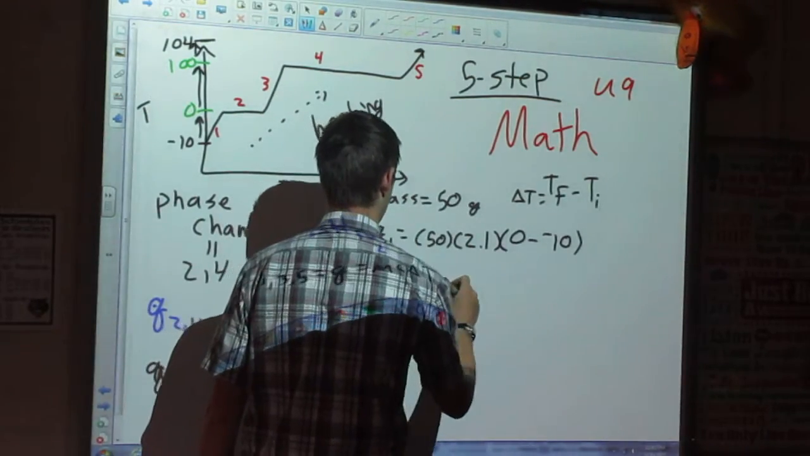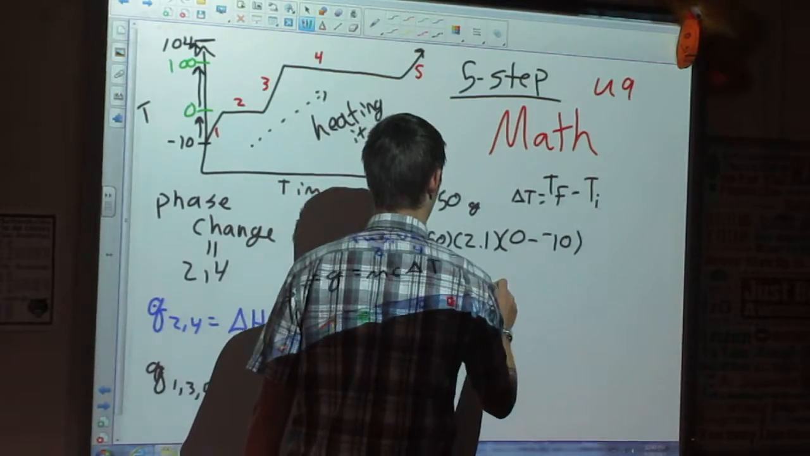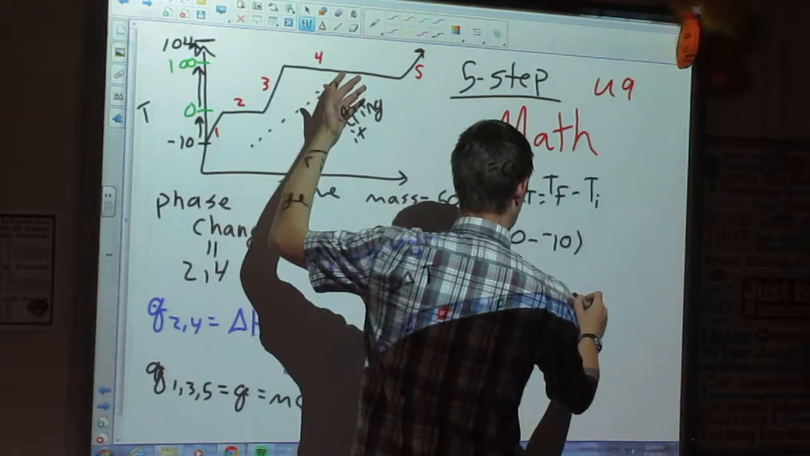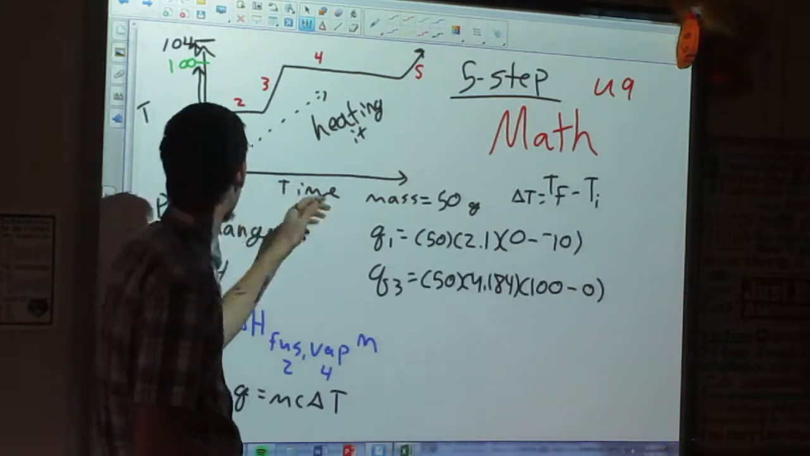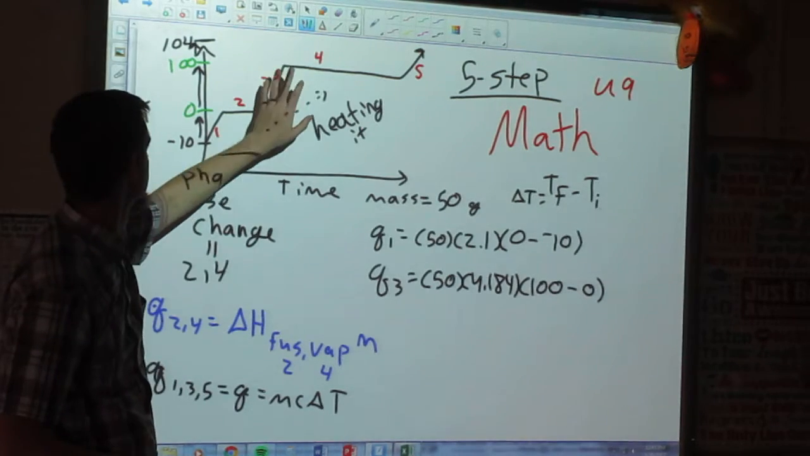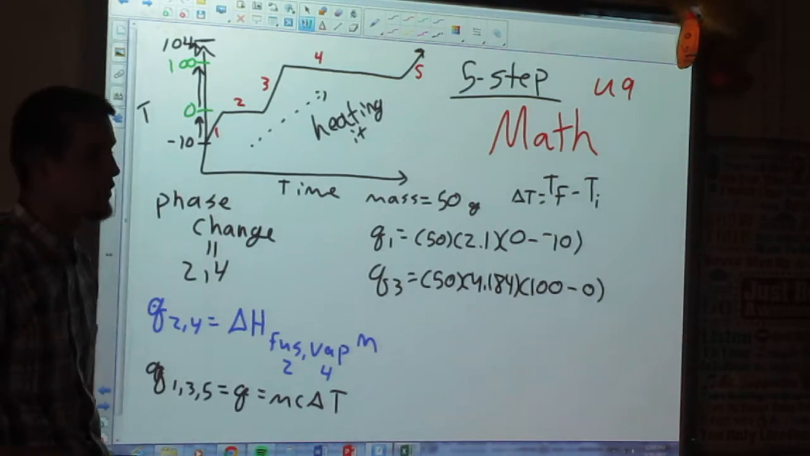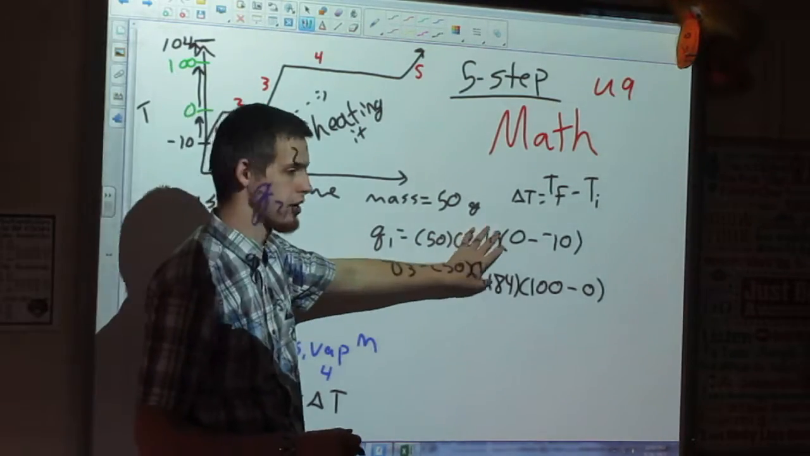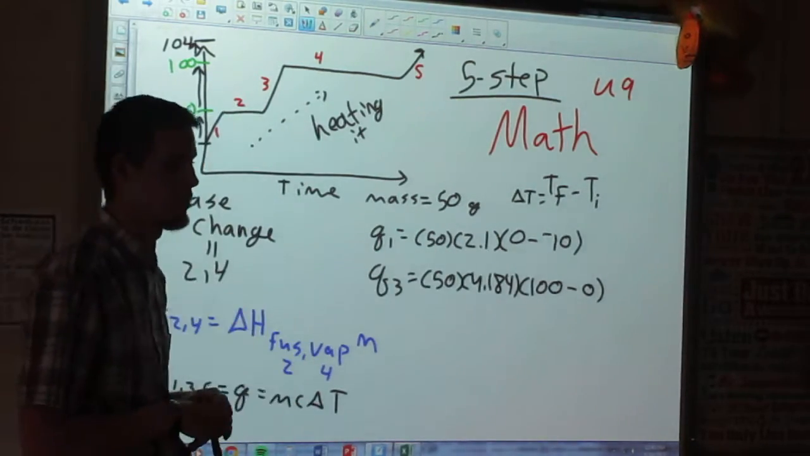Q3, 50, 4.184. Final temperature is 100 because you're warming it to 100. 0 is where you start. Where did you get the 4.1? That is the specific heat of water that is given to you. Okay, and the same thing with this. These are given to you. You just need to make sure you're using the right one.